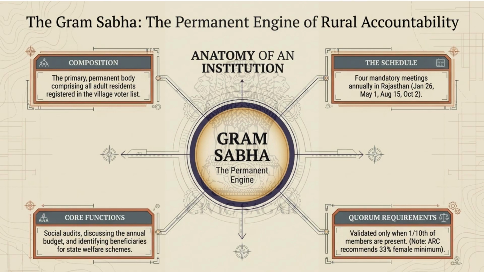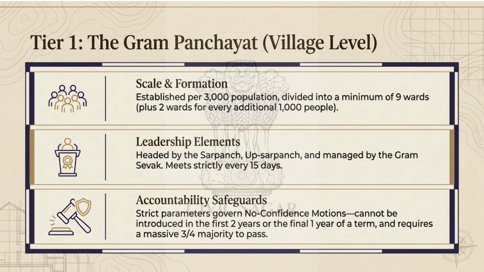The heart of village governance is the Gram Sabha, a body composed of every registered adult voter in the village. Unlike elected councils, the Gram Sabha is a permanent body. In Rajasthan, it meets 4 times a year on major national dates: January 26, May 1, August 15, and October 2. Responsible for reviewing budgets, selecting welfare beneficiaries, and conducting social audits, meetings require a 10% quorum to make valid decisions.